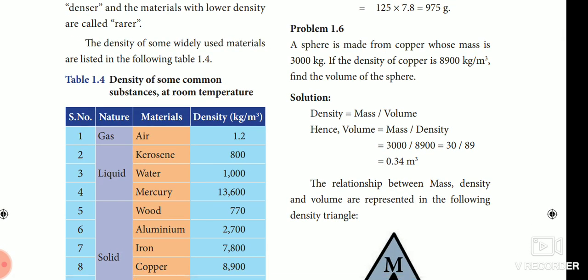Now look at problem 1.6. A sphere is made up of copper whose mass is 3000 kg. If the density of copper is 8900 kg per meter cube, find the volume of the sphere. Density is equal to mass by volume, so volume is equal to mass by density. So 3000 by 8900, the answer is 0.34 meter cube.